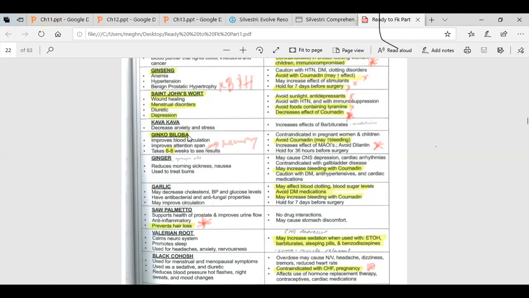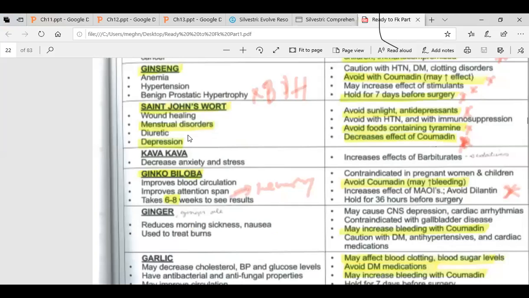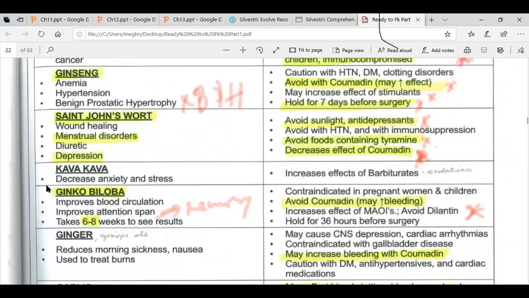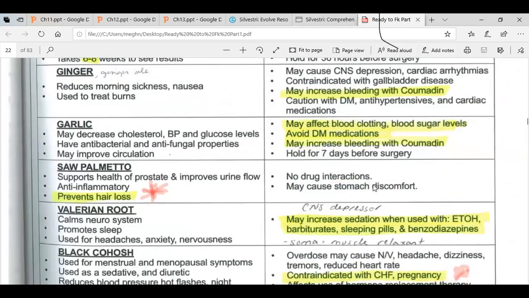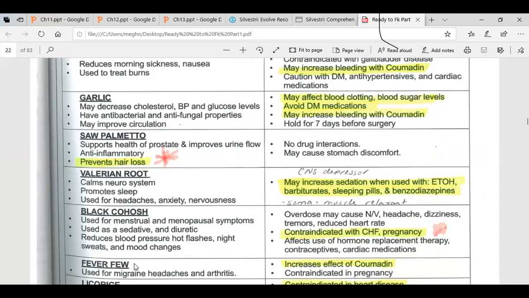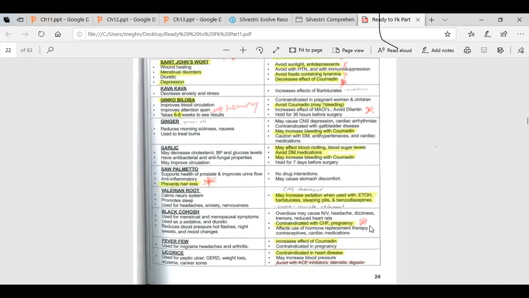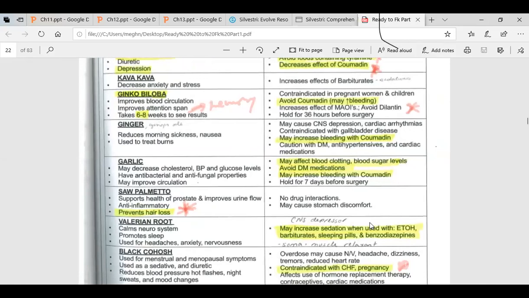Another most important point here: if you want to make it short but you need the license, only try to remember the herbal medications that interact with blood thinners, like St. John's wort. St. John's wort interacts with blood thinners, decreasing the effect of Coumadin, right? So if you go here, this is garlic, interacting with blood thinners. And black cohosh, I said, interacts with this. So this is the most important point, and I also marked it here. When you go through, just focus on that.